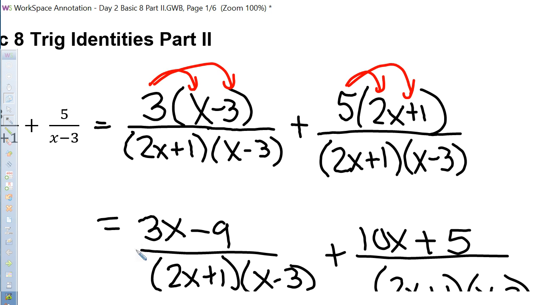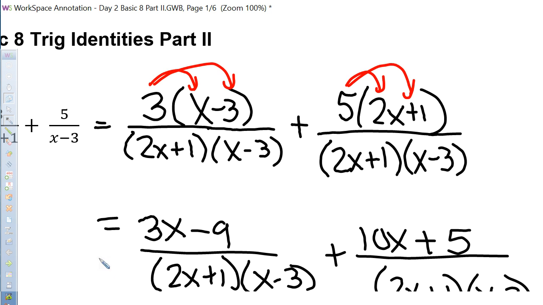So adding the numerators. What is 3x plus 10x? 13x. And -9 plus 5? -4. Yeah, 13x minus 4 is what we'll have in the numerator. Now, when you are canceling expressions, you can only cancel a binomial with a binomial, trinomial with a trinomial, monomial with a monomial. So if I have a 13x minus 4 in the numerator, in order for it to cancel, I also have to have a 13x minus 4 in the denominator. So does it cancel? No.